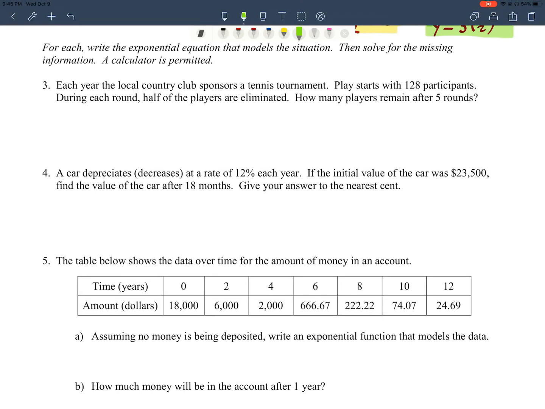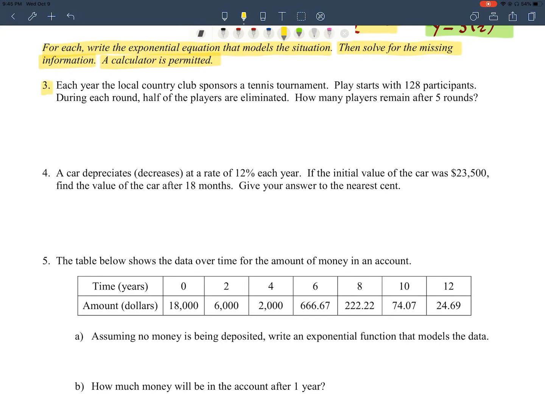All right, this is problems number 3 and 4 from the worksheet number 3. The directions state here, for each, write the exponential equation that models the situation. Then solve for the missing information. A calculator is permitted.